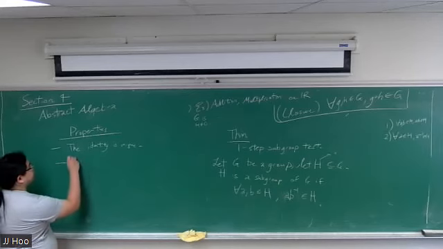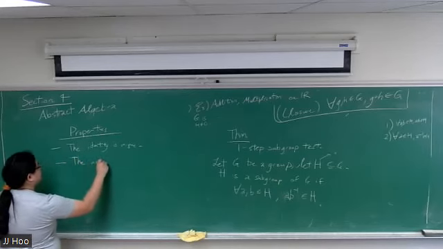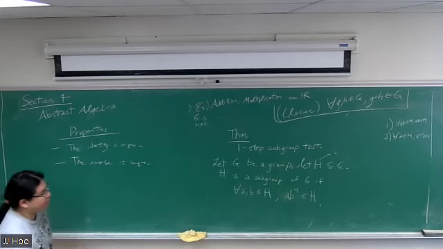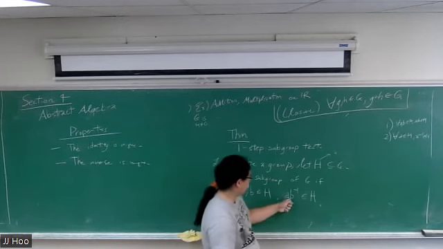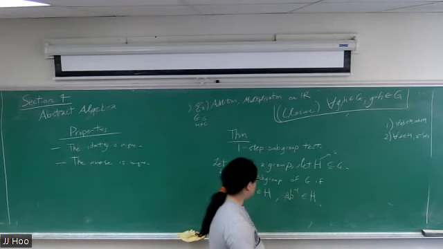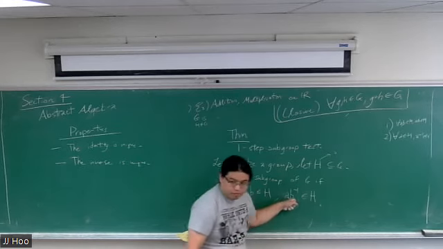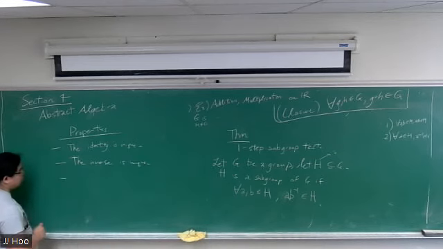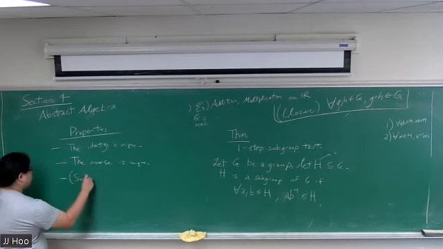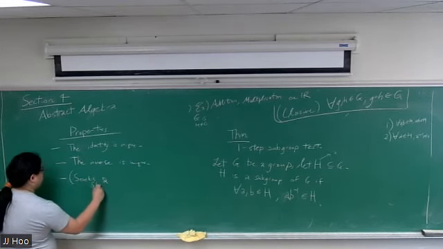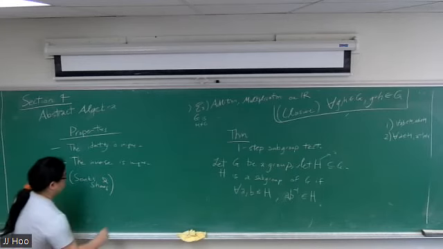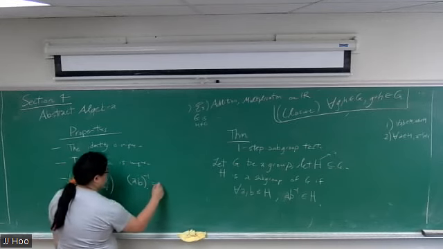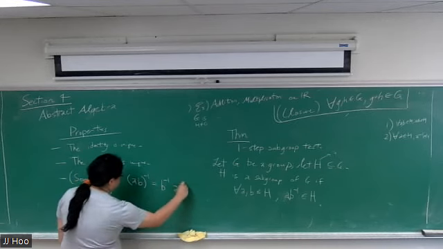There's a similar proof for the next property. The inverse is also unique. In other words, when I take the inverse, there's only ever one inverse for each element. Here's another property. Some people call this the socks and shoes property, and you'll see why in a little bit. It's the fact that if I take two elements and take the inverse of the product, this is equal to B inverse A inverse.